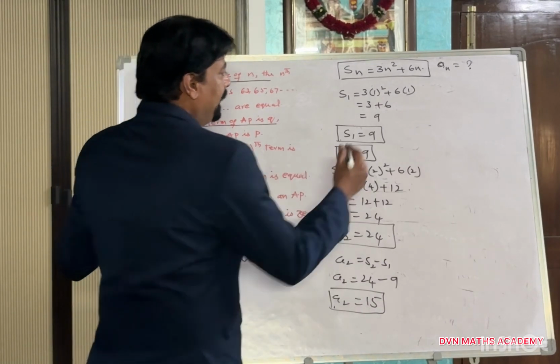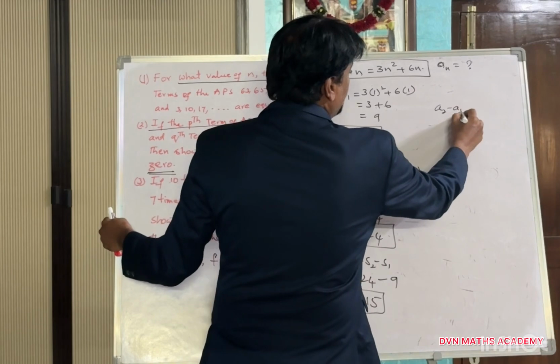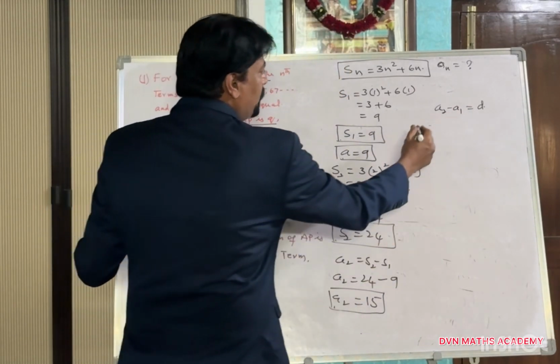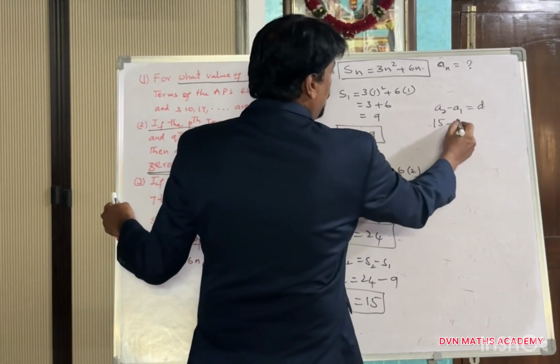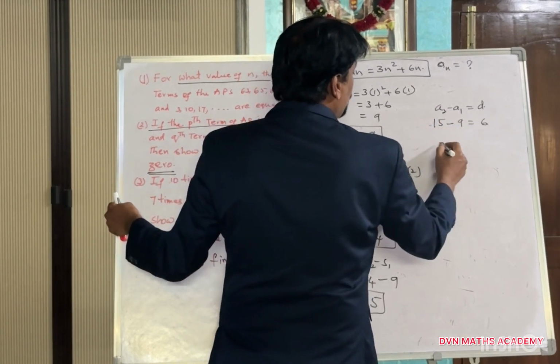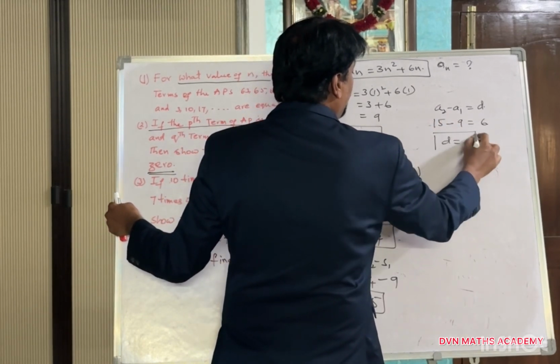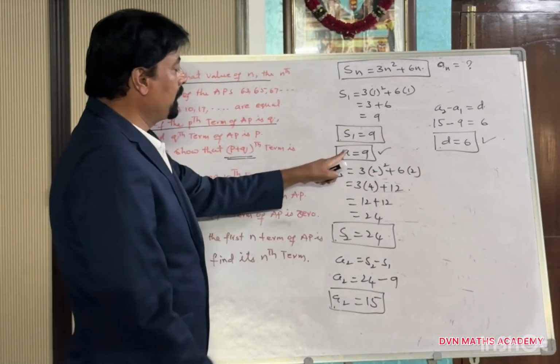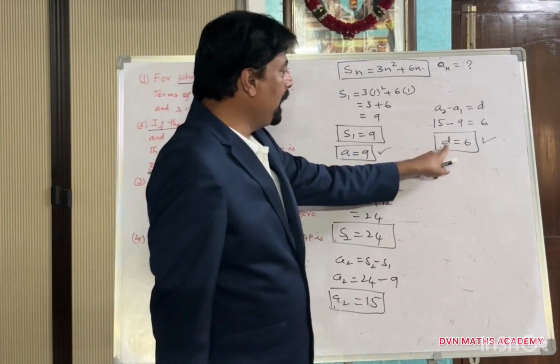Again, A2 minus A1 is equal to d. A2 minus A1 is equal to d. The A2 value is 15 minus the A1 value, 9, that becomes 6. So d is equal to 6. Now I got the value of a and the value of d. So the a value is 9 and the d value is 6.